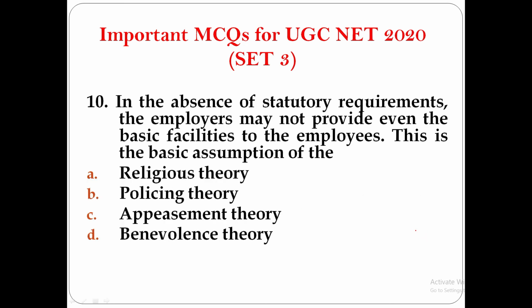Number 10. In the absence of statutory requirements, the employers may not even provide the basic facilities to employees. So again we know this is the policy theory. What it says is, if there are no rules or policy, then employers try to exploit the workers. So there should be some statutory measures in order to stop all this. So this is the policy theory. I hope you people have understood at least something.